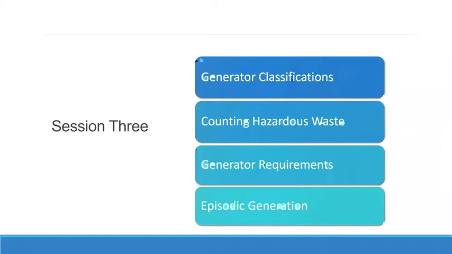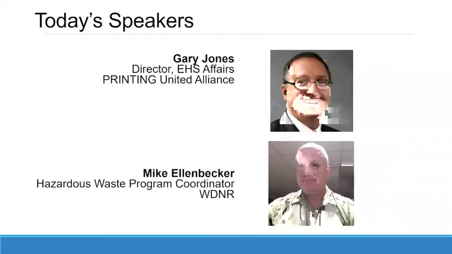So today we're going to be looking specifically at your generator classifications. Our speakers will be going through each of those classifications and also looking at how you count your hazardous waste. We've talked about what is a hazardous waste. Now we're looking at how you count it to determine your generator classification. We're going to take a look at the requirements of each of the generator categories and then also talk about episodic generation.